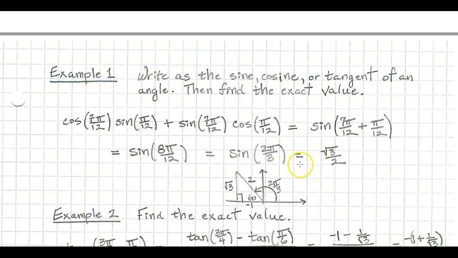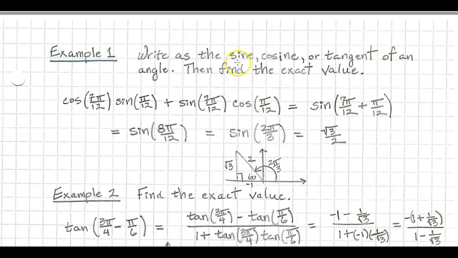All right, so for example, let's write as the sine, cosine, or tangent of an angle, then find the exact value. Notice what we have is cosine times sine, and then plus a sine times cosine. So this is a sine function because it's friendly. It's involving the cosine with itself. So I'm thinking to myself, okay, that's the sine, and it's the plus sign. So sine's sign, S-I-G-N, stayed the same. So this is going to be the sine function of 7 pi over 12 plus pi over 12, right? Sine of 7 pi over 12 plus pi over 12.